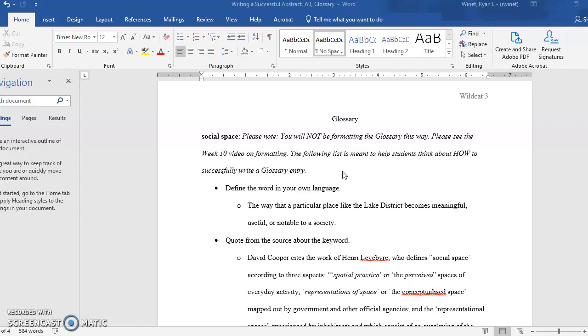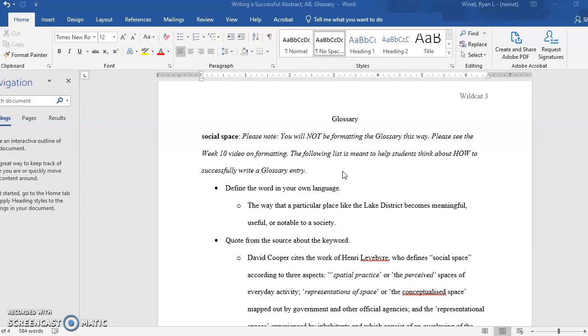successful glossary for the expose assignment. The glossary should have 6 terms, each taken from one of the 6 sources that are in your annotated bibliography.